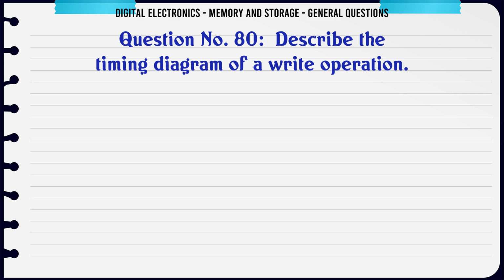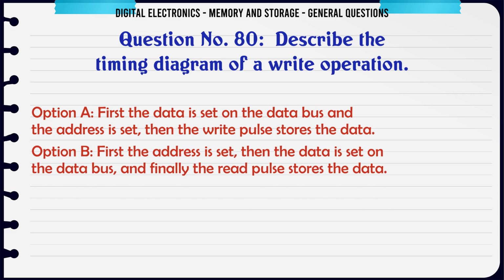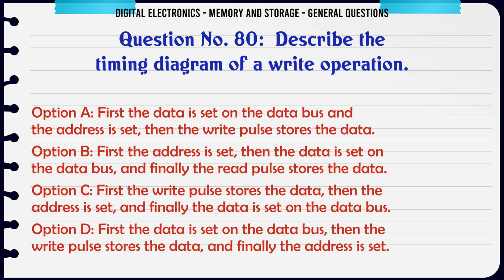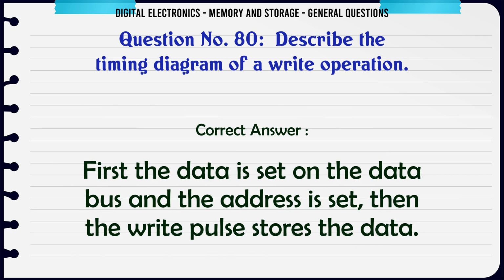Describe the timing diagram of a write operation. A. First the data is set on the data bus and the address is set, then the write pulse stores the data. B. First the address is set, then the data is set on the data bus and finally the read pulse stores the data. C. First the write pulse stores the data, then the address is set and finally the data is set on the data bus. D. First the data is set on the data bus, then the write pulse stores the data and finally the address is set. The correct answer is first the data is set on the data bus and the address is set, then the write pulse stores the data.